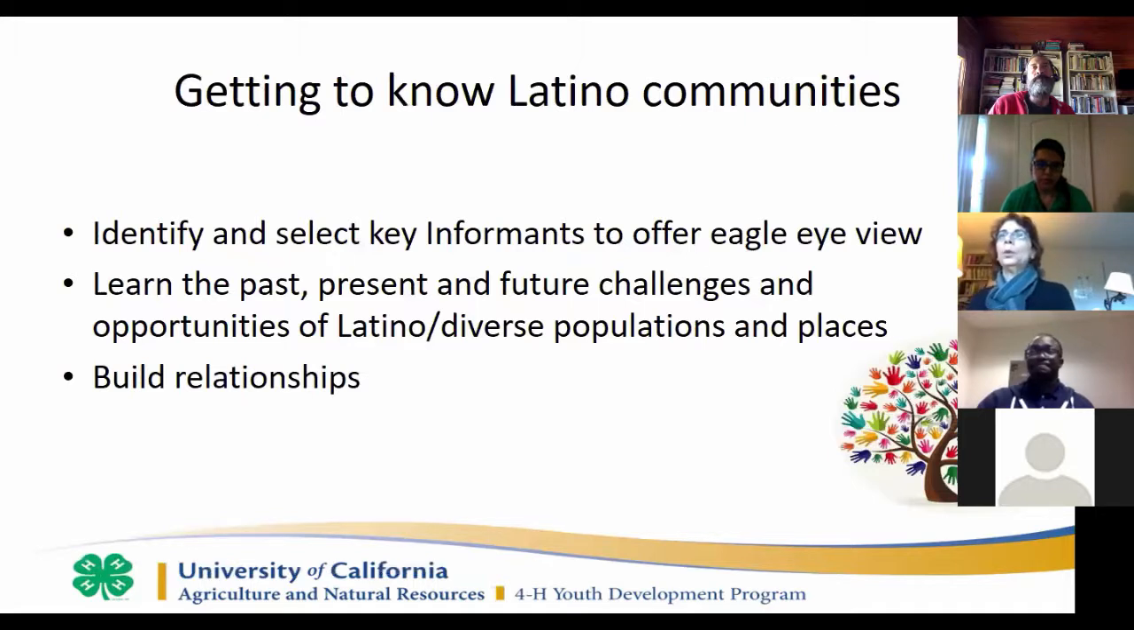So the third tool is how we get to know Latino communities better. The important piece here is to develop relationships. So we identified and selected key informants to offer an eagle eye view.